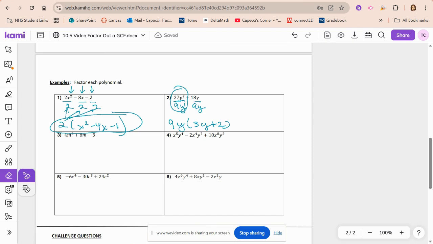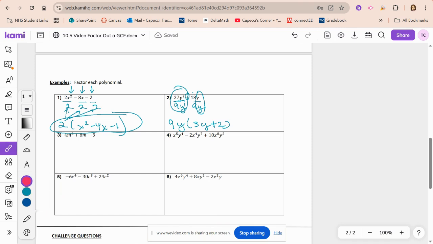And I just realized I made a mistake. This plus should be a minus. Oh, no, it shouldn't be. That's supposed to be a plus. I just can't see it. So then I have a plus here. I'm going to take 18 divided by 9, and that gives me 2. I have a y on the top and the y on the bottom, so I don't need another y.